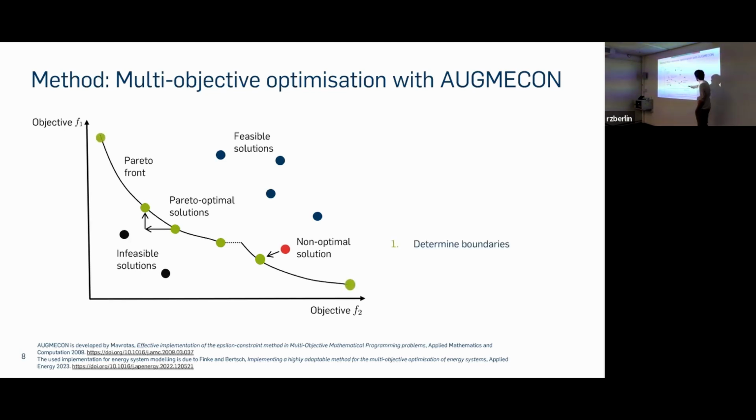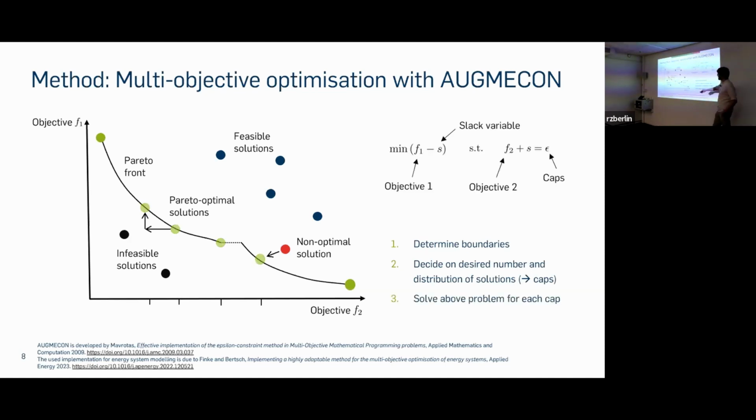Firstly, we determine these Pareto front boundaries, the two outermost points. Then secondly, we decide on a desired number and distribution of Pareto-optimal solutions we want to obtain, which gives us these, let's say, caps or thresholds. And then finally, we obtain these Pareto-optimal solutions by solving this optimization problem for each cap.